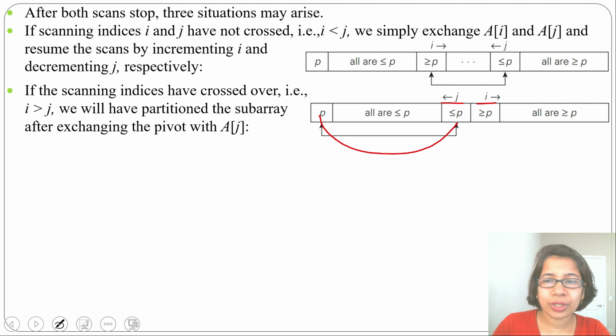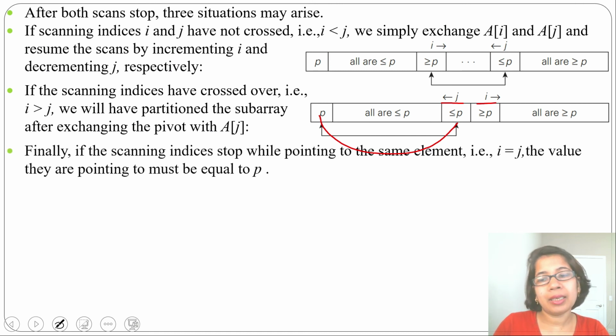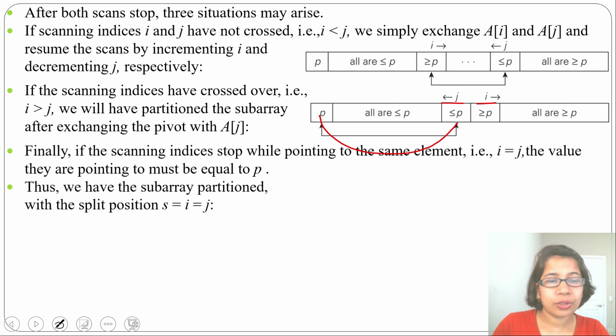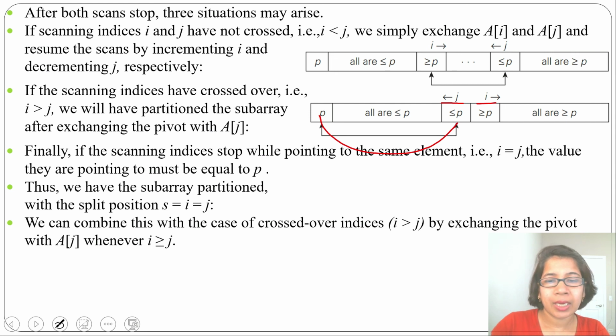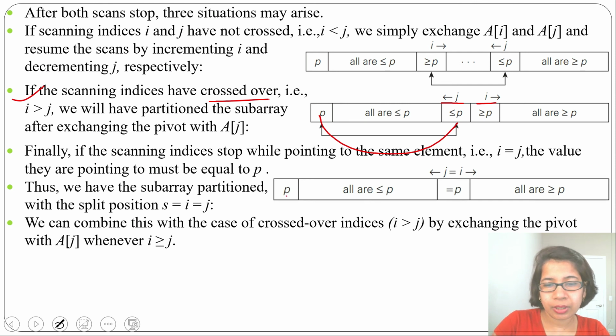Next, the third situation: if both I and j stop at the same point. If there is an element equal to the pivot, then I equals j. Thus we have the partition with split position S equal to I equal to j. This case we can combine with the previous crossover case, so we simply exchange the pivot with A of j. Here these two positions we can exchange.